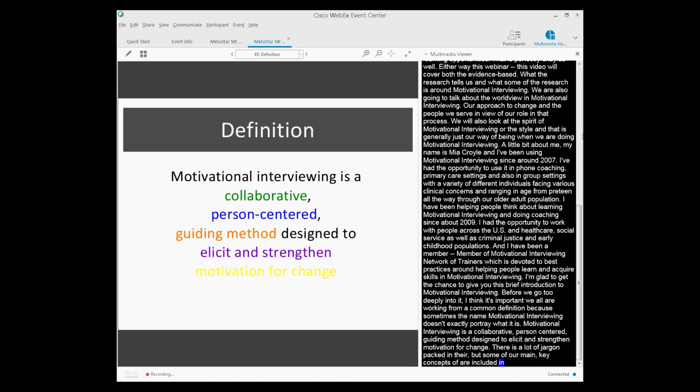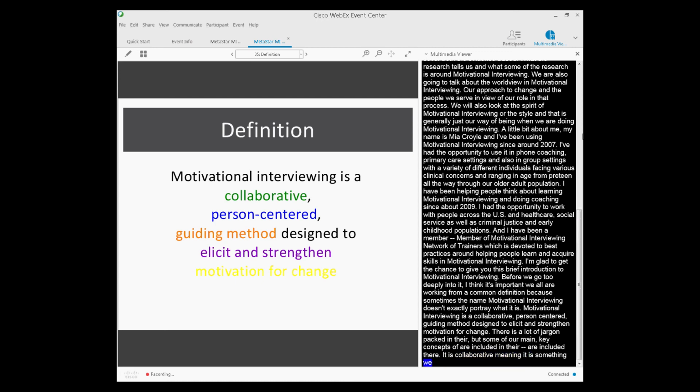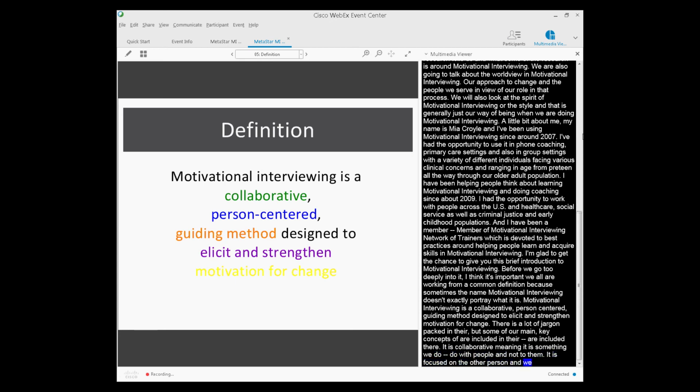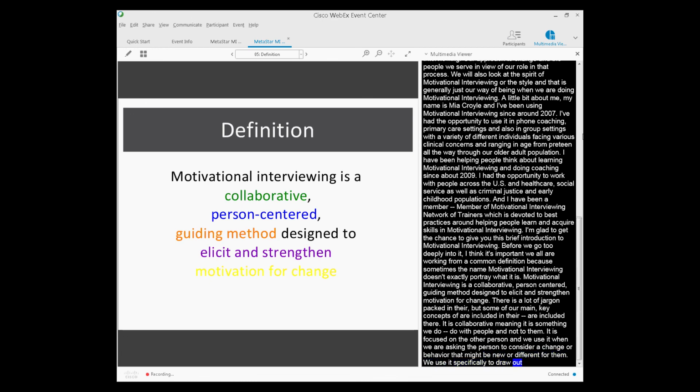Motivational interviewing is collaborative, which means it's something we do with people and not to them. It's really very focused on the other person, and we use it when we're asking the person to consider a change or a behavior that might be new or different for them. And we use it specifically to draw out and help further develop their own arguments around their own motivation for change.